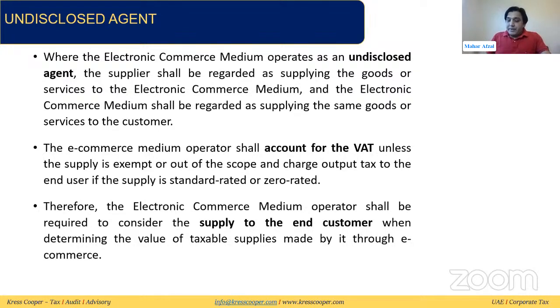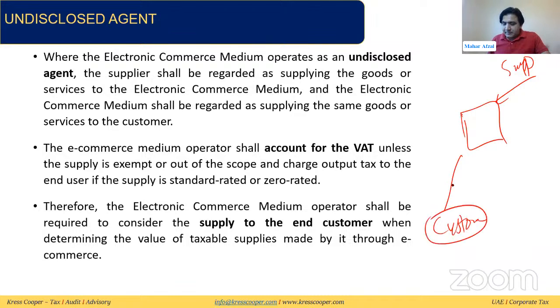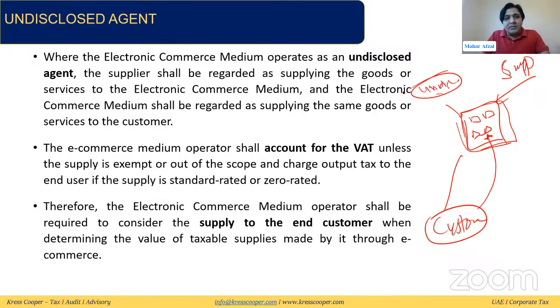Undisclosed agent. There is a possibility that there is an electronic platform, there is a supplier behind it, and there is a customer. If this supplier is supplying the goods and services or displaying them on the electronic platform, but the customer cannot see who is the actual supplier of these goods, the customer cannot see on the platform who the actual supplier is, then they say it will be considered an undisclosed agent. Because the customer doesn't know who is the actual supplier behind these goods. If the customer cannot see this supplier, then it will be assumed this is an undisclosed agent.